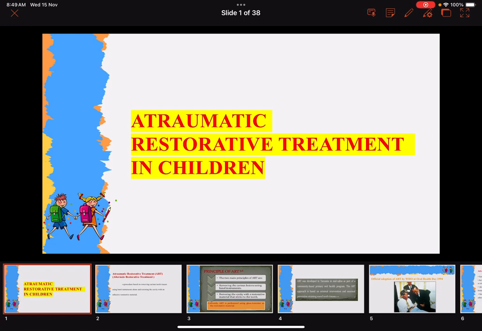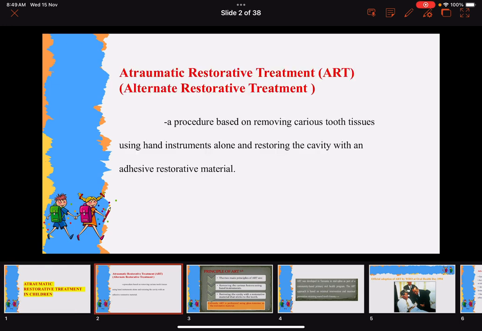Good morning. Today I'll be talking about atraumatic restorative treatment in children. So, atraumatic restorative treatment is also known as alternate restorative treatment. It's a procedure based on removing carious tooth tissues using hand instruments alone and restoring the cavity with an adhesive restorative material.